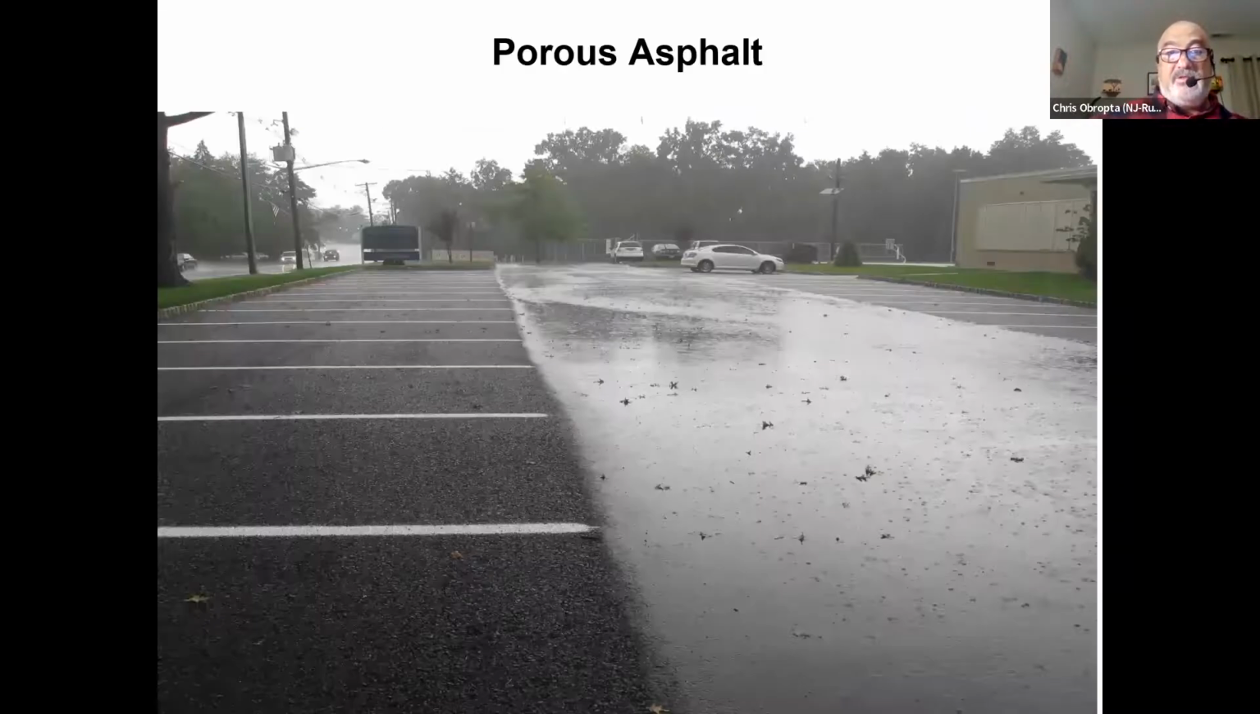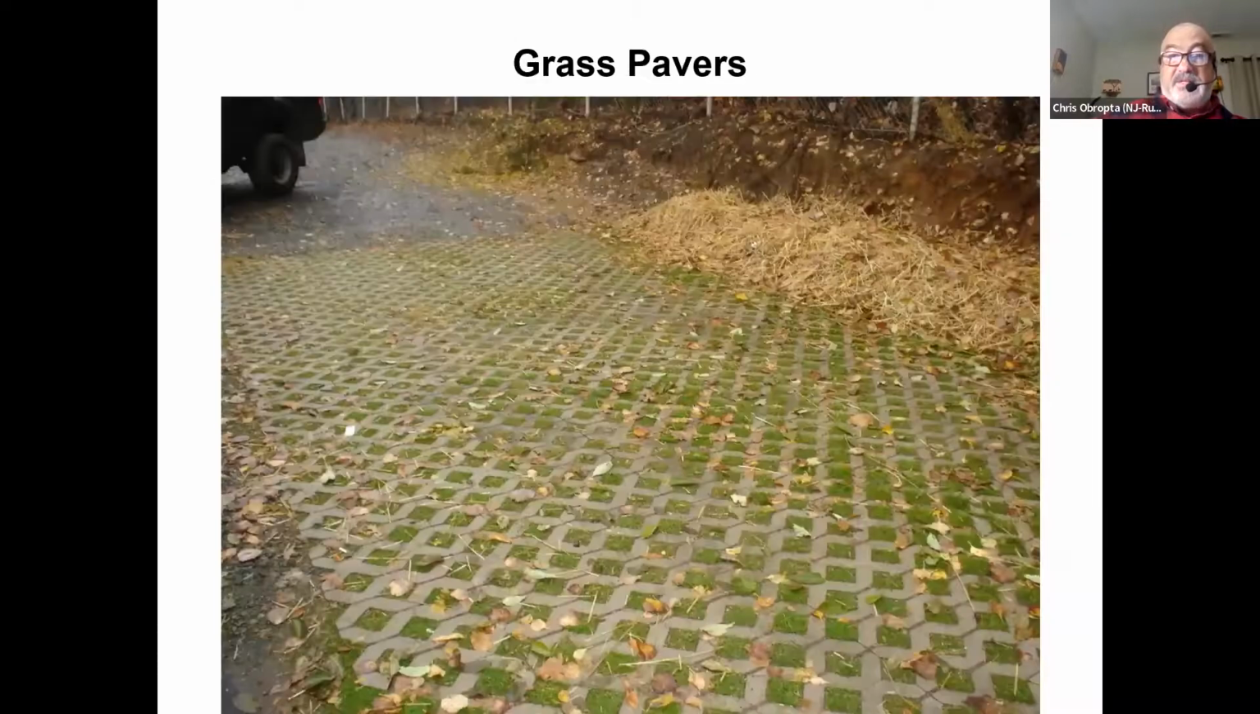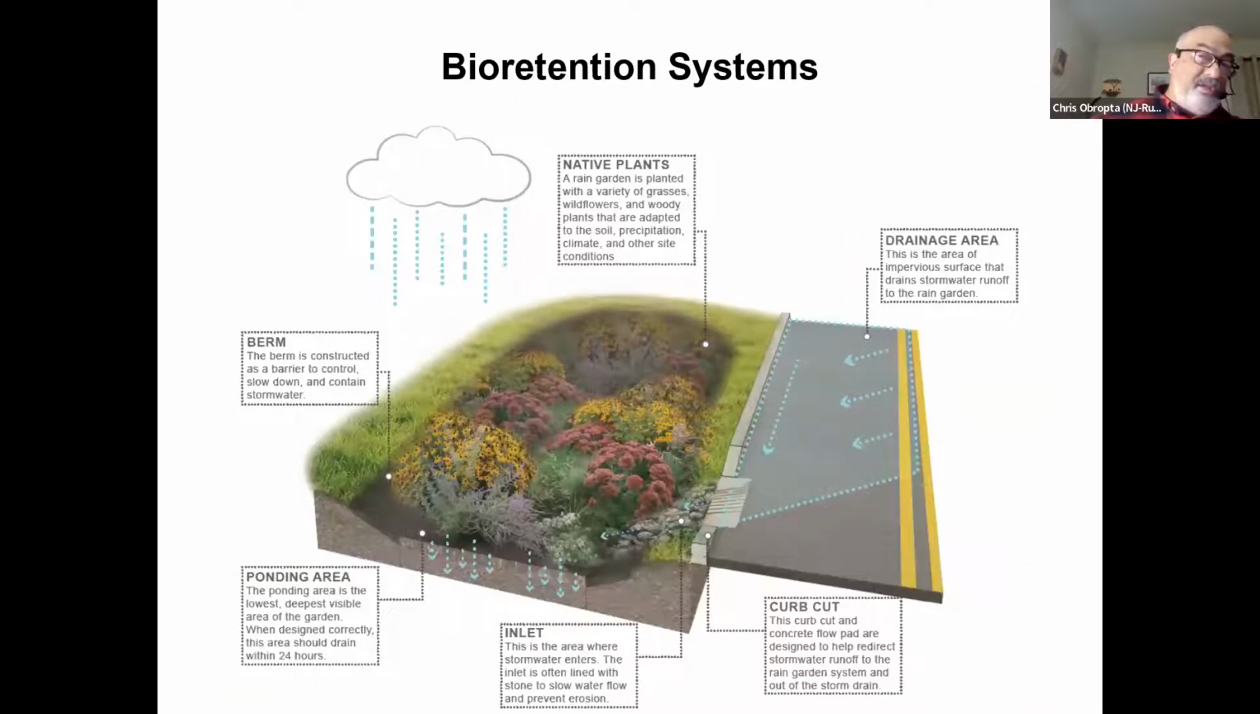Okay, and here's a project we did in Clark. You can see the actual parking spots are porous asphalt, and the cartway where the cars drive in is regular asphalt, and the water rushes across the cartway onto the parking spots and infiltrates into the stone layer underneath, and ultimately into the ground. Grass pavers are another option. So those are the things that we've been looking at.